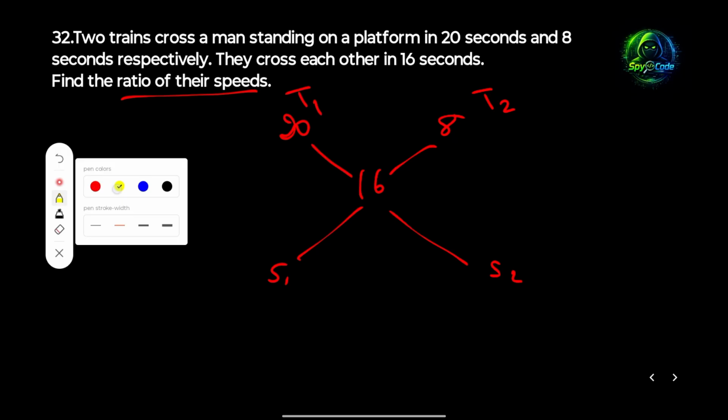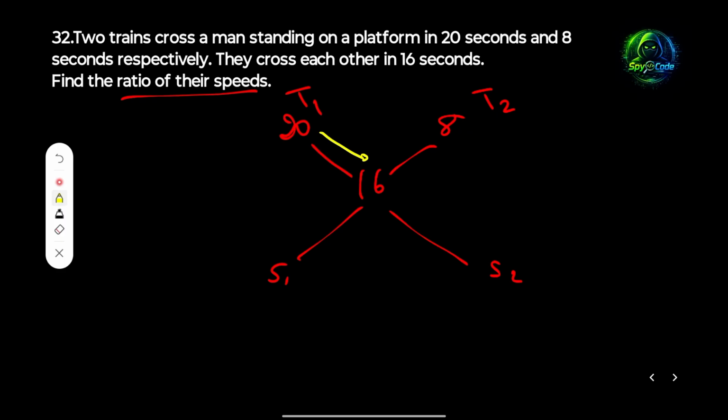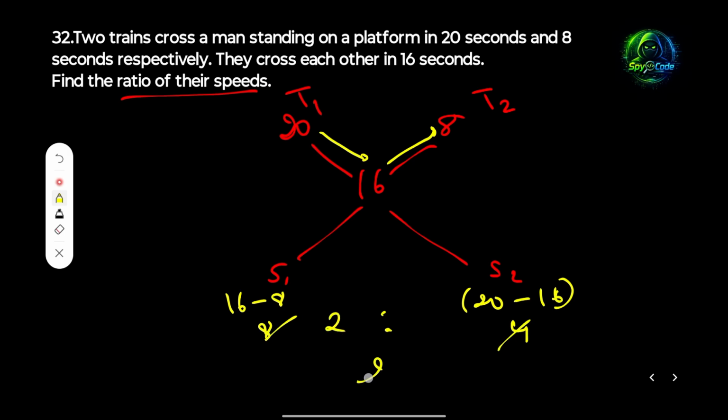This is a trick, please remember. So this will be starting from here. 20 minus 16. What is 20 minus 16? It is 4. And here 16 minus 8. 16 minus 8 is 8. These are the ratios here. So 8 for 1 is 4. So the speed ratio is 2 is to 1.